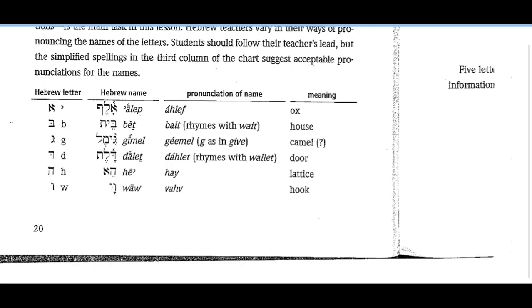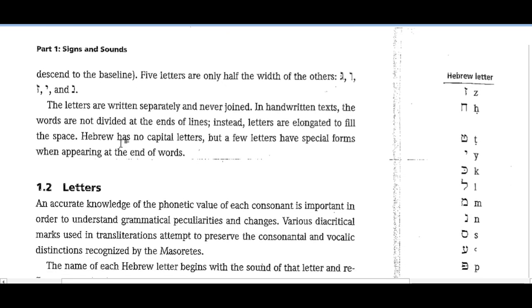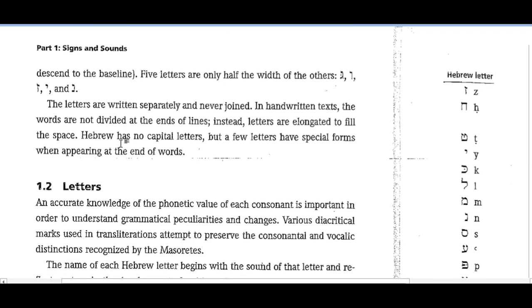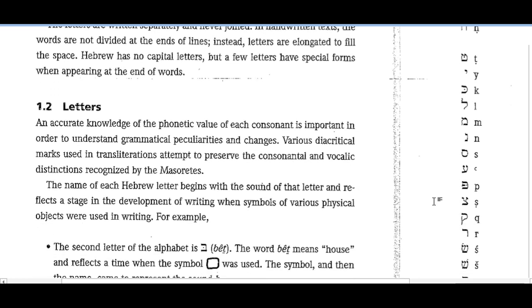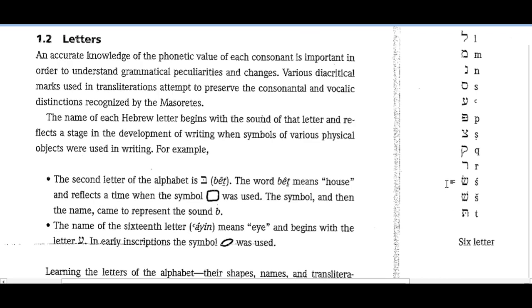Here I have Ross page 20 and then the next page 21 with the alphabet. Let me have you repeat after me as we go through these. Aleph, Bet, Gimel, Dalet, Hey, Vav, over to the right, Zayin, Chet, Tet, Yod, Kaf, Lamed, Mem, Nun, Samek, Ayin, Pei, Tzadi, Kof, Resh, Sin, Shin, Tav.